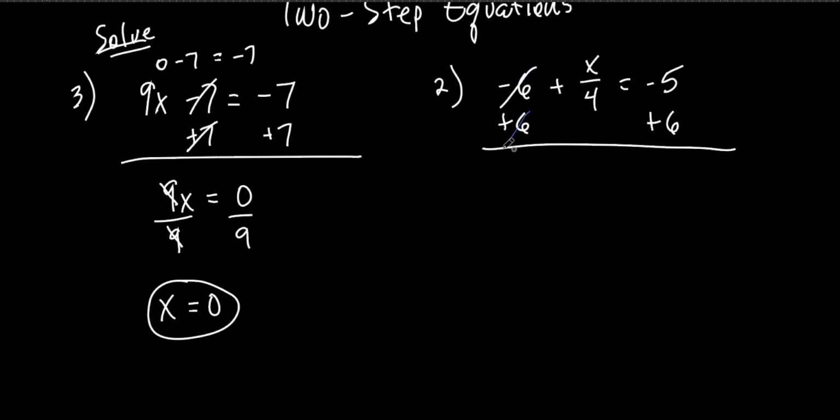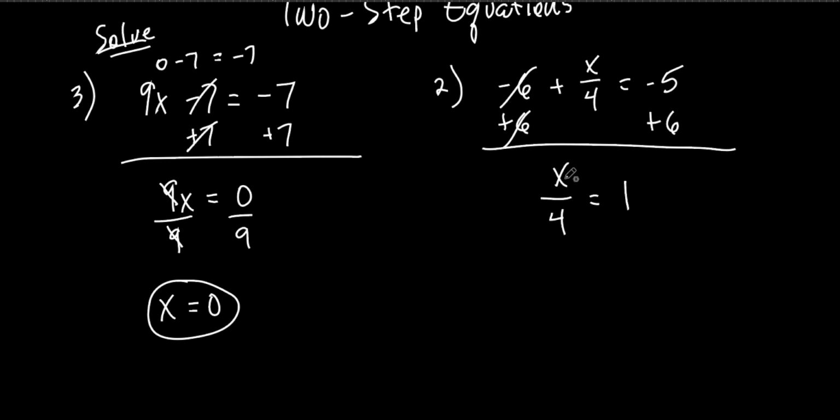What happens here? Cancels out, adds up to 0. Bring this down. What do we get? X divided by 4 equals, what's negative 5 plus 6? Positive 1. Now, this is our second step. That's why they call it two-step equations. We did one step. And then here's our second step.